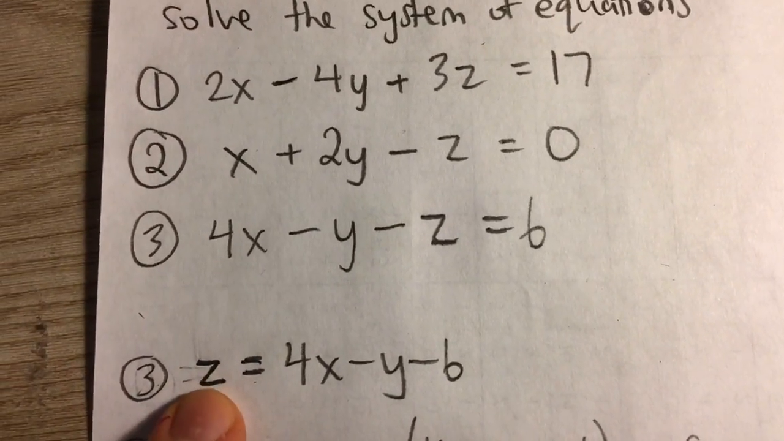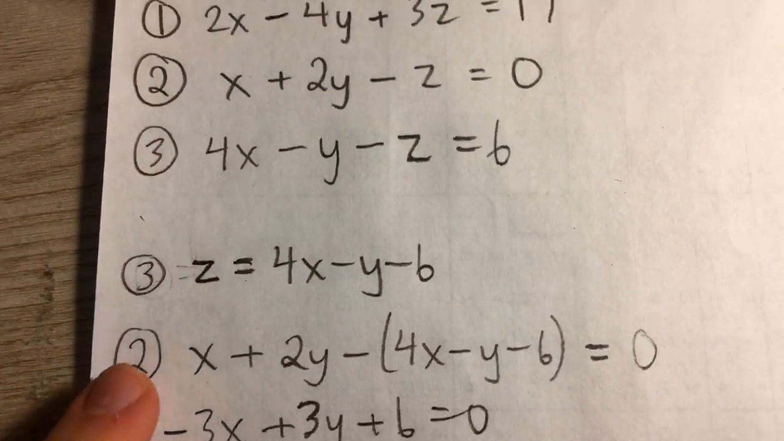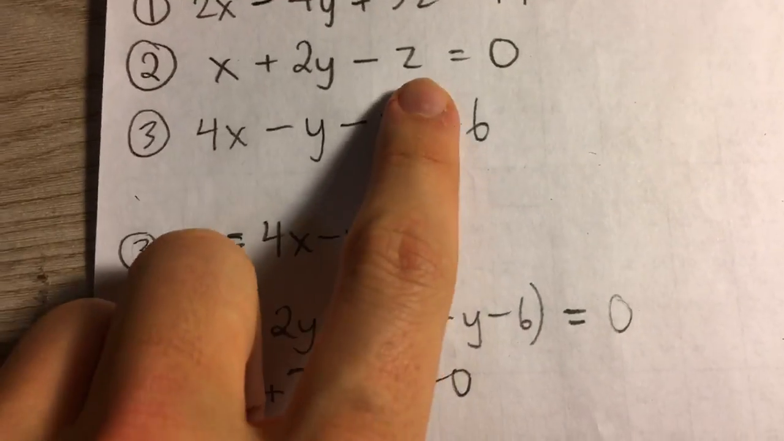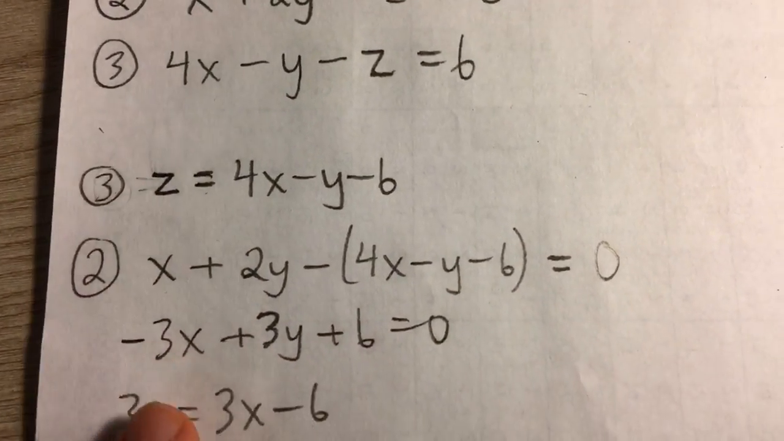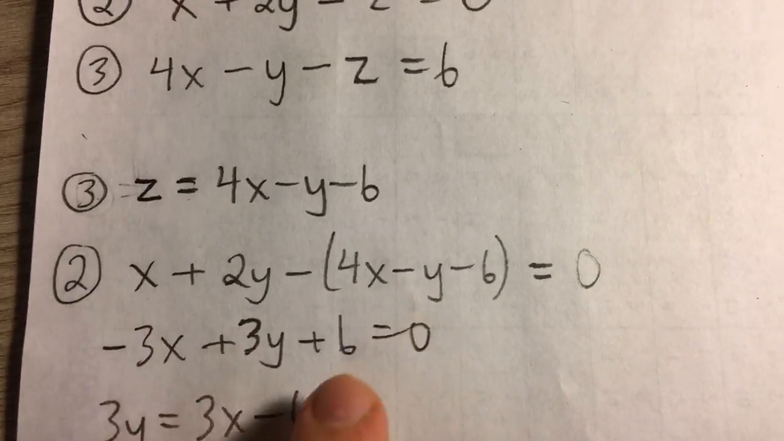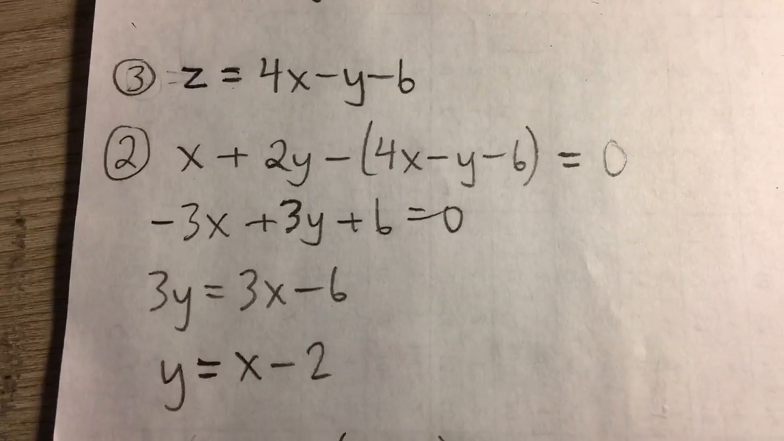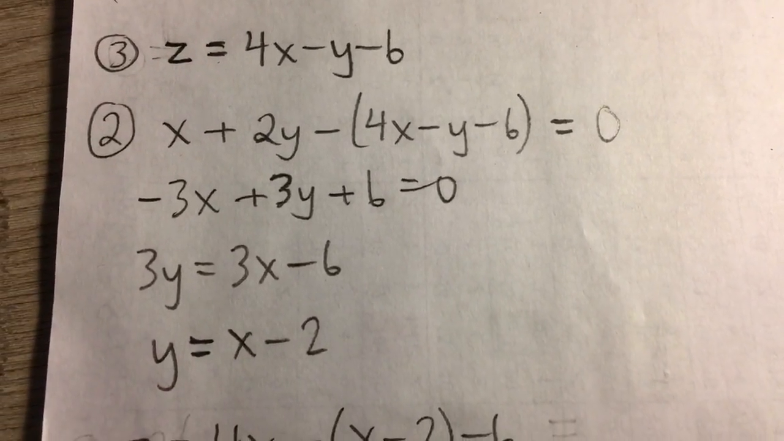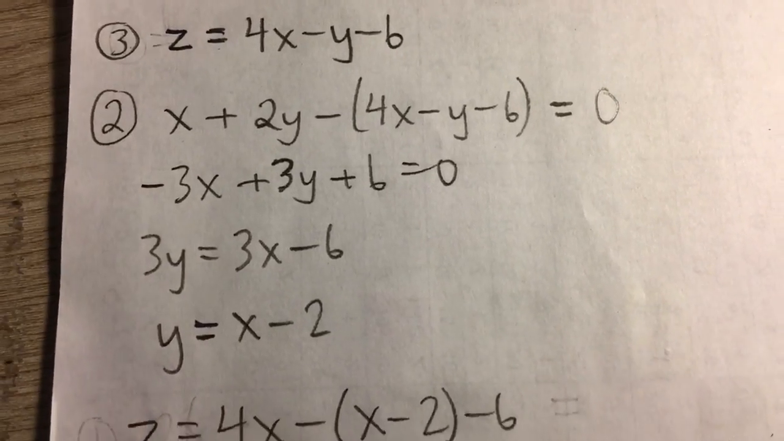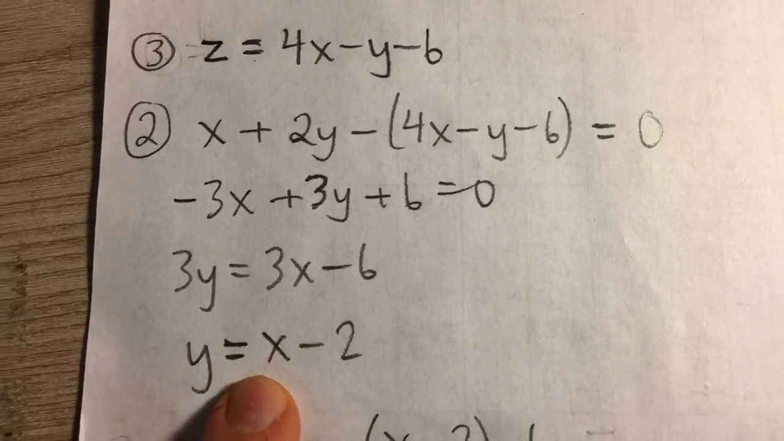Now that I know what z is, I can plug it in for z in the other equation. So I picked equation 2. As you see, I replaced z with 4x minus y minus 6. I simplified, applied the negative sign, collected some like terms. And now in this case, you can either solve for y or x. I solved for y. Again, it's kind of flexible in this way. You don't have to do a specific technique. And now I have y.